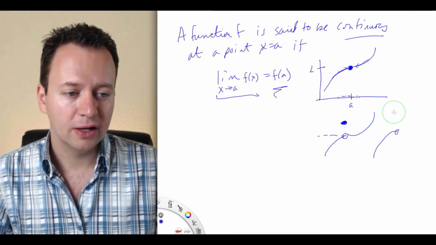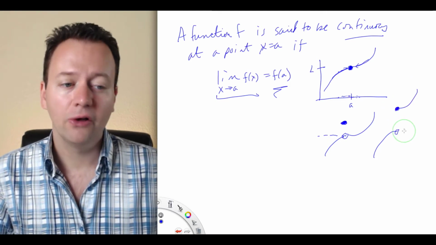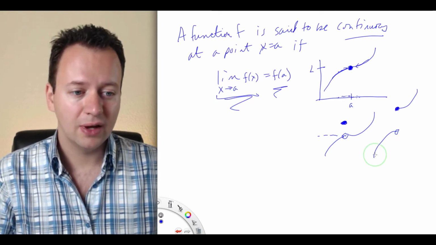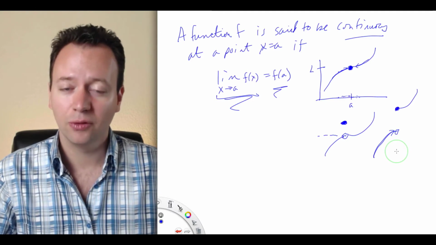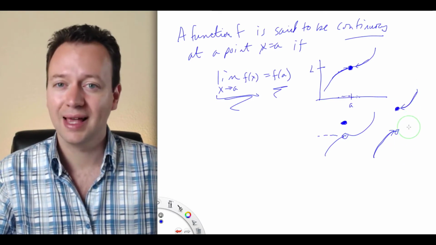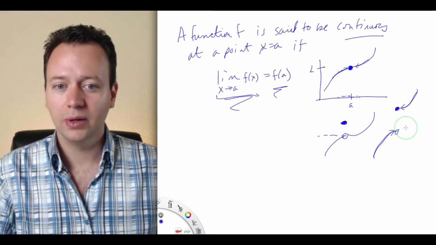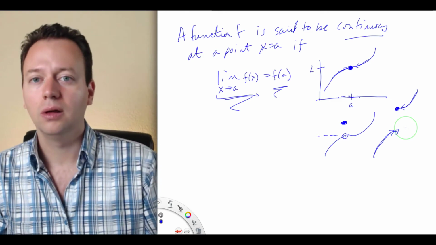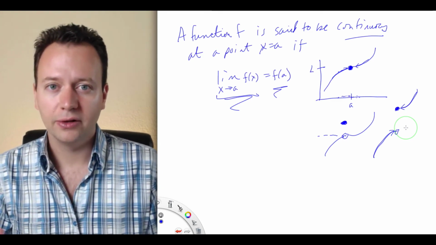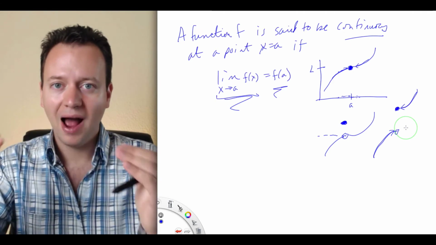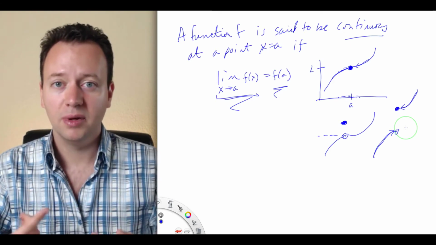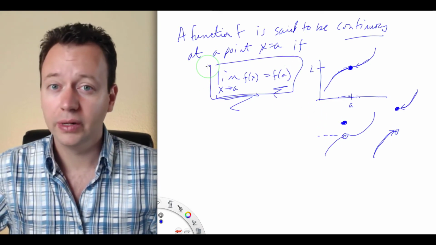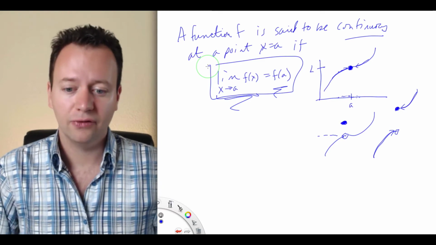If you have a jump discontinuity, so something like this, it's also not continuous because the limit does not even exist, because you have one limit as x approaches a from the left and a different limit as x approaches a from the right. And in order for the limit to exist, the limit as x approaches a from the left has to equal the limit as x approaches a from the right. So both approaching a from either side has to give you the same limiting value for the output. So basically, this is how we define continuity. The limit has to exist and it has to equal f of a.